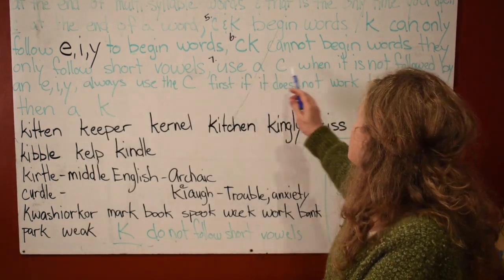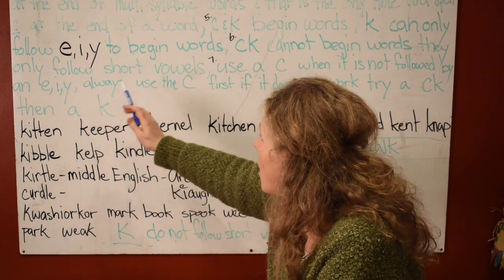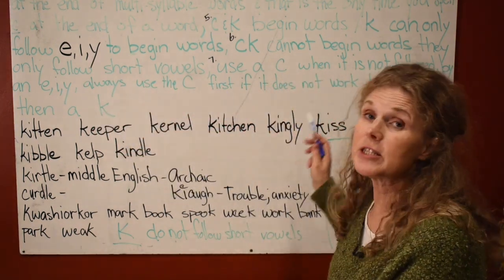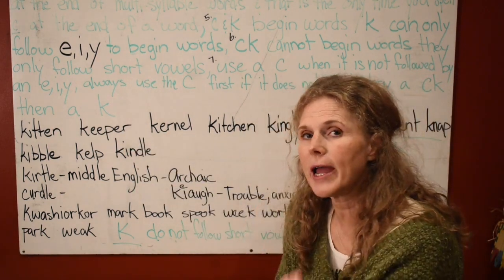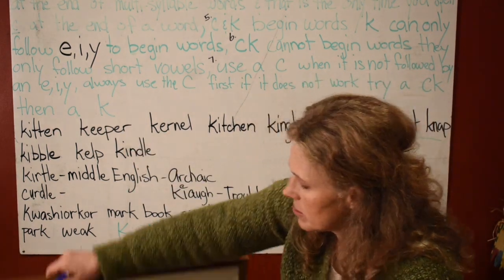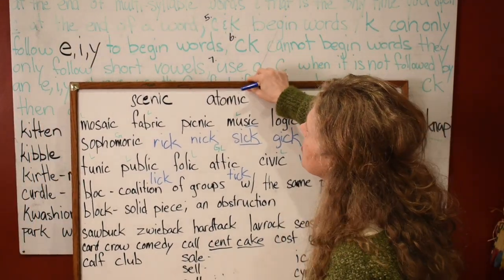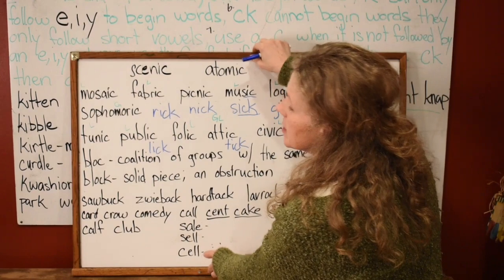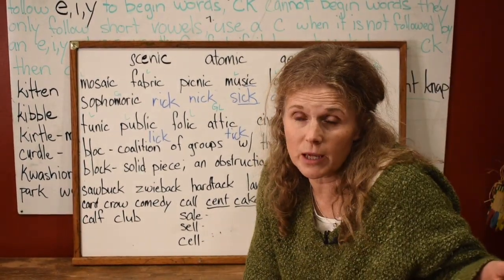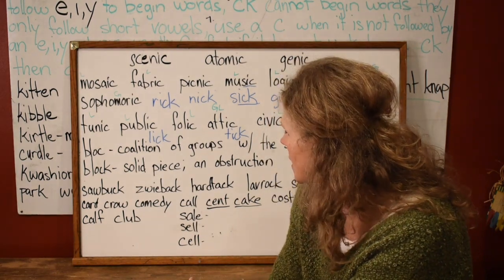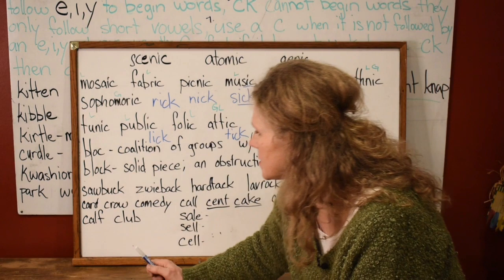So also use a C when it's not followed by an E, I, or Y. Always use a C first. If it does not work, try a CK, and then you try a K. So that's in the middle of words. It follows really any rule, except at the beginning of words, you can't have a CK because CKs have to follow short vowels. But let's look at these that start with C's.